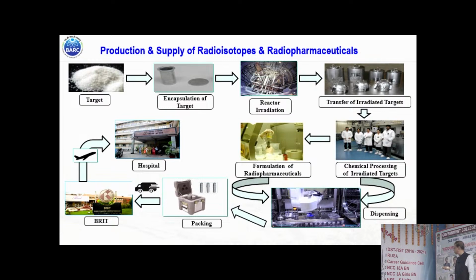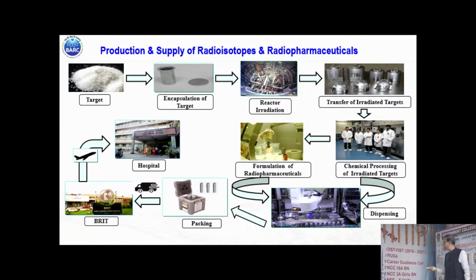Here you can see our radiochemical processing laboratories and my colleagues who do the radiochemical processing. Once it is radiochemically processed, which means you have to make it a particular chemical form, so that it can be used for the preparation of radiopharmaceutical. After that we dispense it, pack it and send it to BRIT. BRIT is our commercial wing of Department of Atomic Energy, known as Board of Radiation and Isotope Technology.